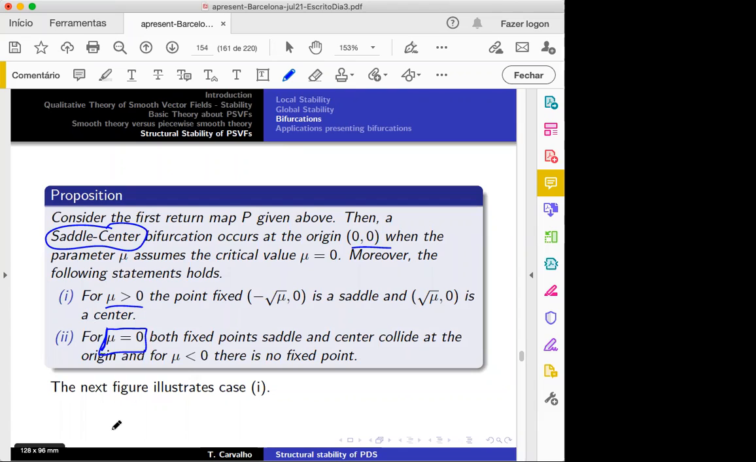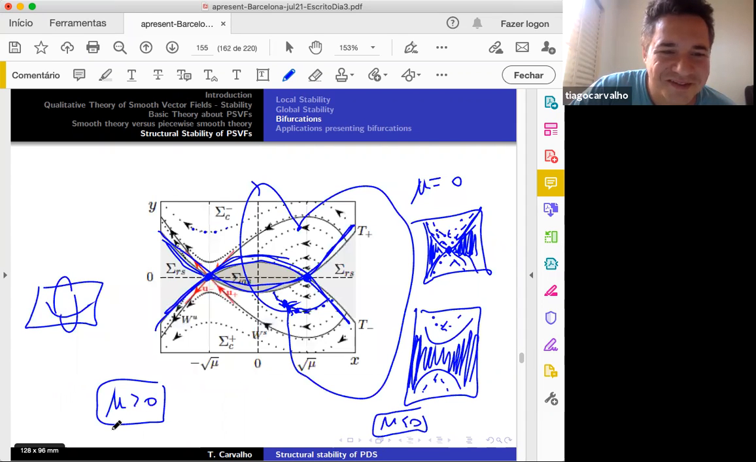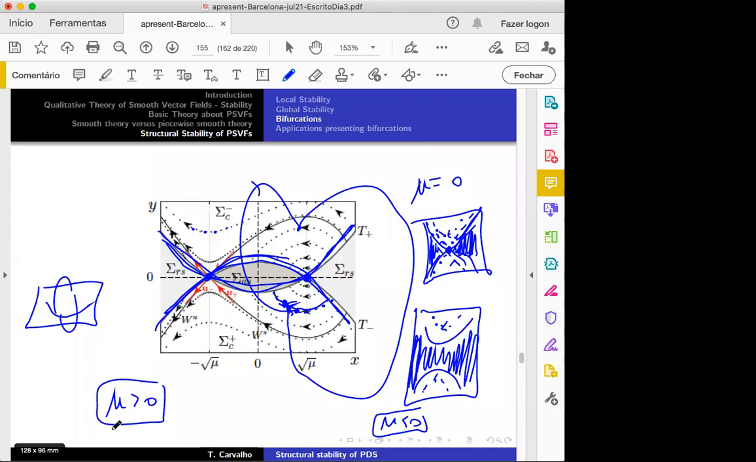Douglas? Okay, Thiago, thank you. I have a question. Could you go back to the figure again? Which one? The last one? This one? Yes.